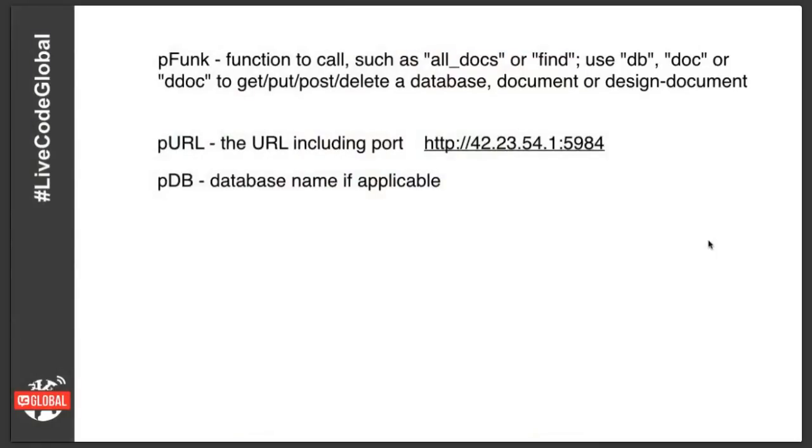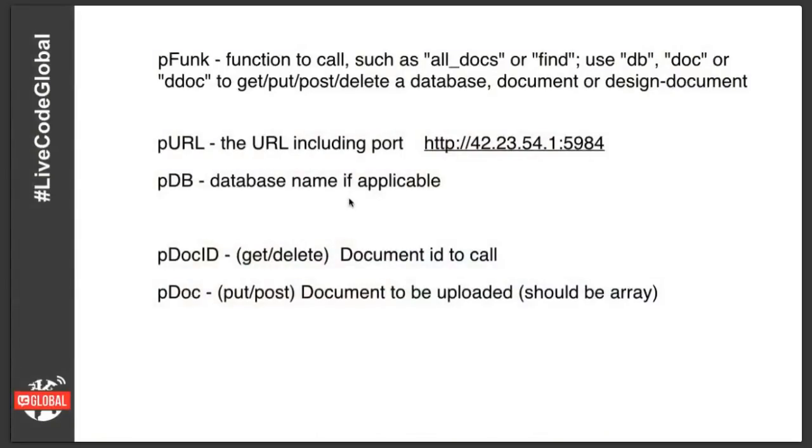So the URL has to be included, and that's the port as well. Port is usually 5984. Database name, if applicable. The only time it's not applicable is when you're configuring CouchDB or adding users. So again, pdoc ID and pdoc. Pdoc ID is the document ID that needs to be called. pdoc is the document that needs to be uploaded, and it should be in an array. The library will convert it to JSON for the upload process.